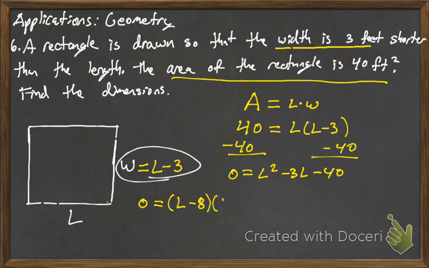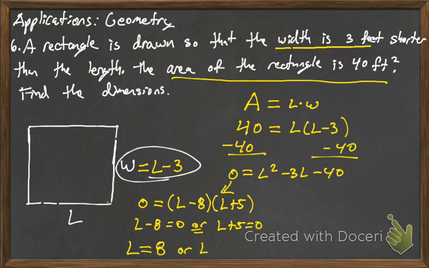And that factors into L minus 8 and L plus 5. Okay, solving that, we get L minus 8 equals 0, or L plus 5 equals 0. And what I should say is setting each factor equal to 0, and then solving. We get L is equal to 8, or L is equal to negative 5.